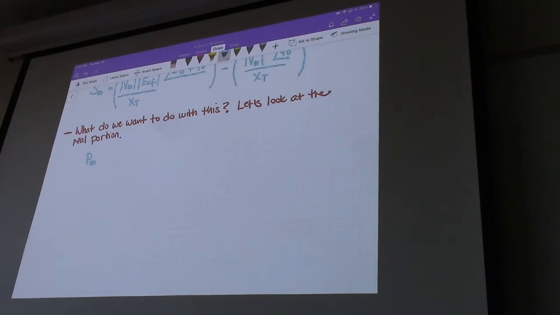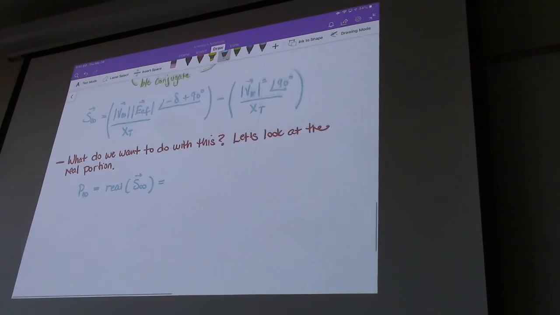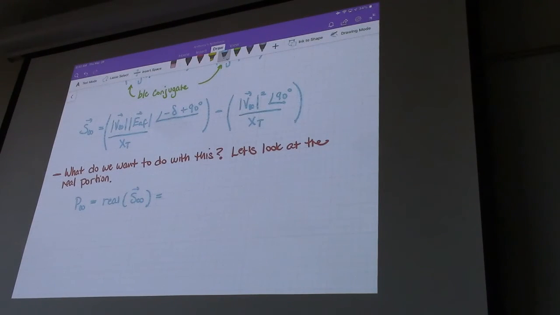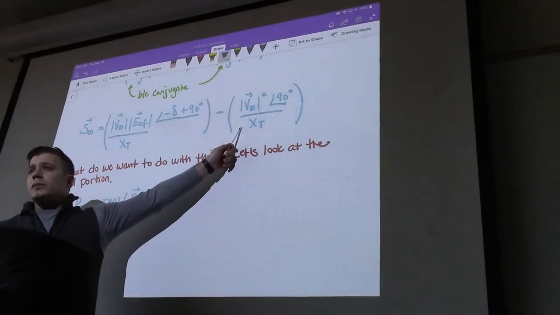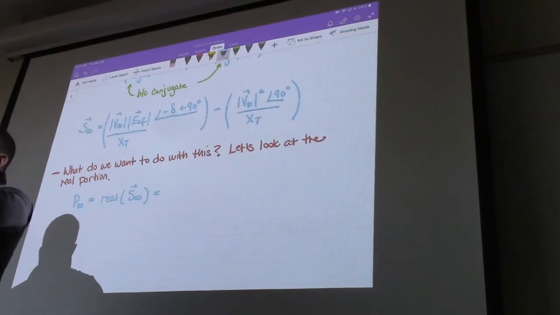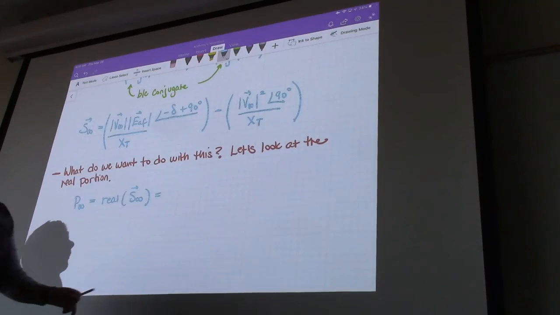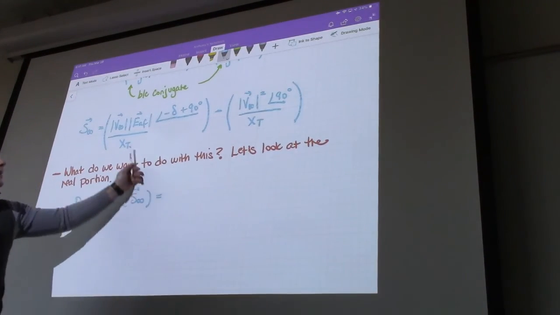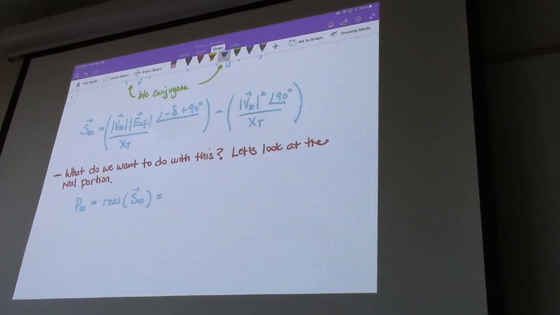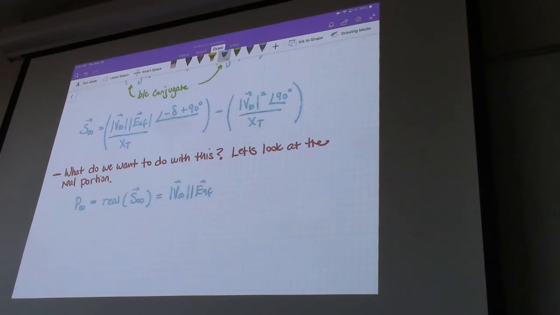So P infinite, which is simply equal to the real portion of S infinite, okay, will be equal to, so let's take a look at the pieces up above. Moving backwards, will this have any real part? No, right, because the angle is 90 degrees, so that's not going to play any role in the real, because the cosine of the 90 degrees is going to be 0. This piece, however, will. So the real power will be equal to V infinite magnitude, EAF magnitude, divided by XT times cosine of negative delta plus 90 degrees.